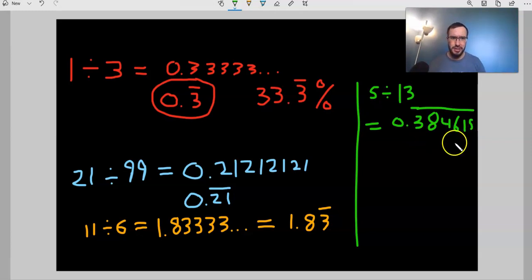And you gotta watch out when you're dividing by some of these prime numbers like 7 and 11 and 13. That's where you usually run into these types of decimals that go on forever, whether they have a pattern or not.